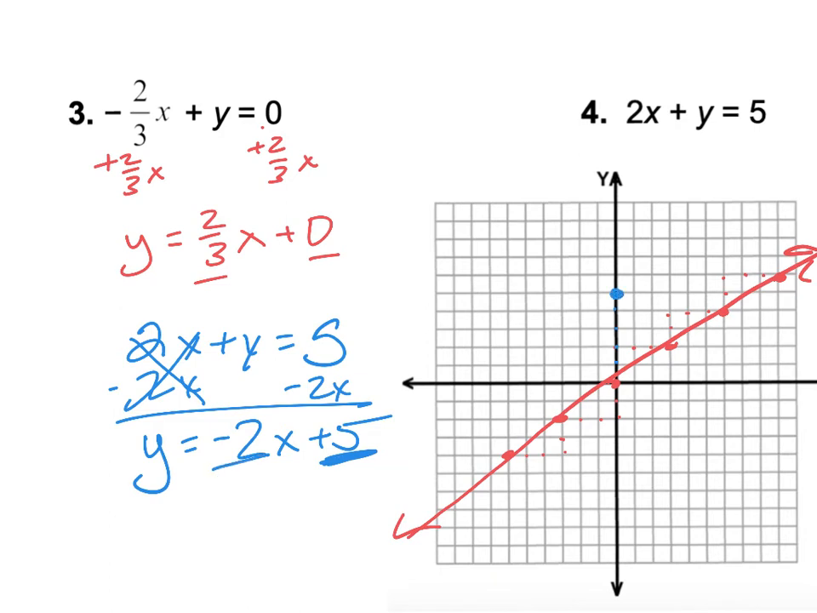Slope is a negative 2 over 1, so I'm going to go down 2 to the right 1, down 2 to the right 1, down 2 to the right 1. And there I would have that line.